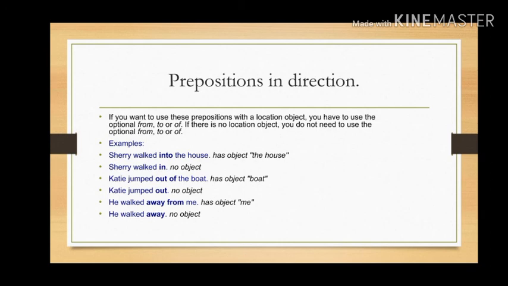He walked away from me. The object in the sentence is me. He walked away. Once again, there is no object.